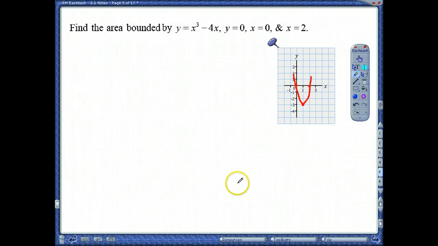Finding the area bounded by x to the 3rd minus 4x, y equals 0, so that's this guy right here, and 0 for x and 2 for x. Well, that just so happens to be where it does intersect the x-axis, so we are looking for this area that lies between them.